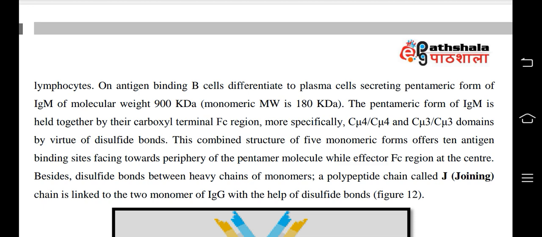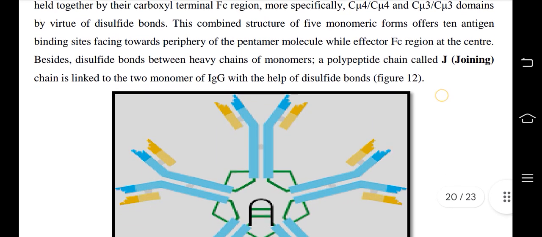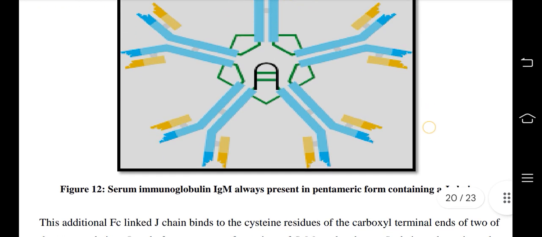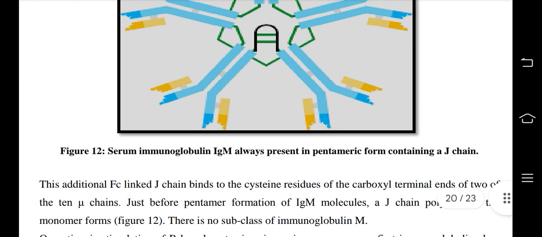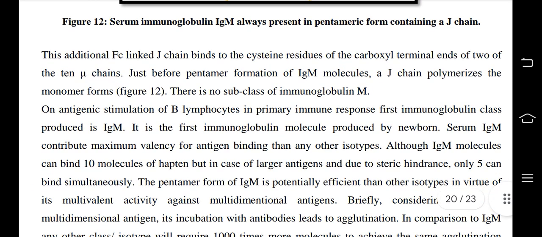Besides the disulfide bond between heavy chains of monomers, a polypeptide chain called J, or joining chain, is linked to two monomers with the help of its disulfide bonds. This is IgM, representing the pentameric form containing a J chain. The additional Fc linked J chain binds to the cysteine residues of the carboxyl terminal ends of 2 of the 10 mu chains. Just before pentamer formation of the IgM molecule, a J chain polymerizes the monomer forms.